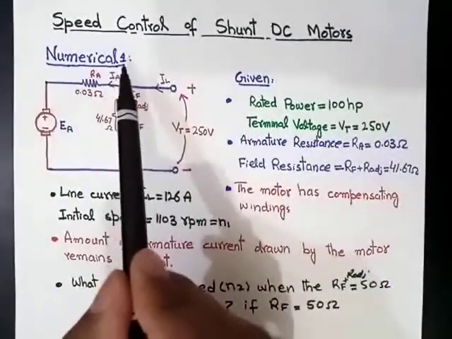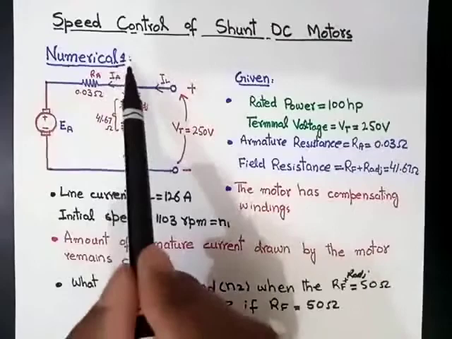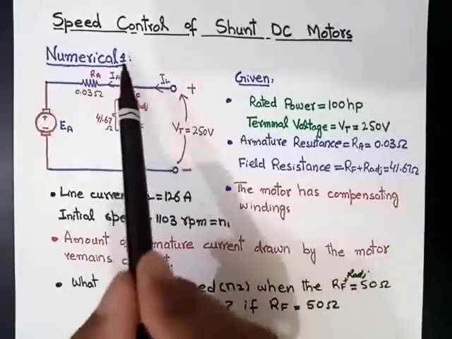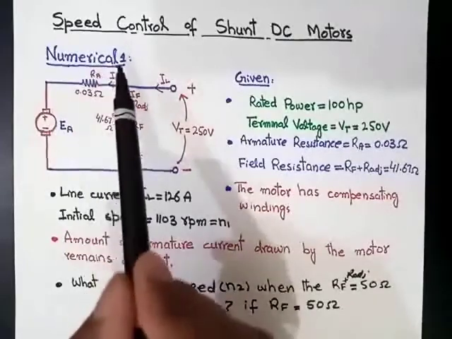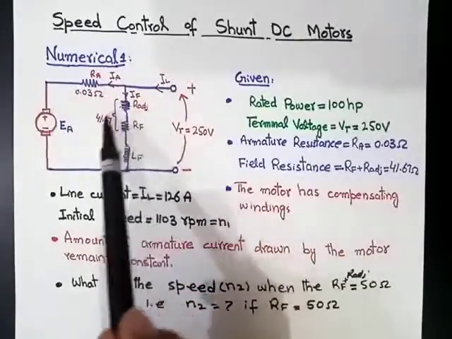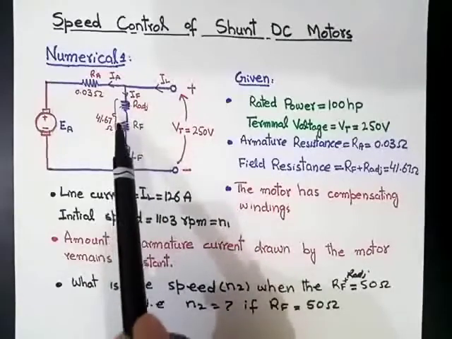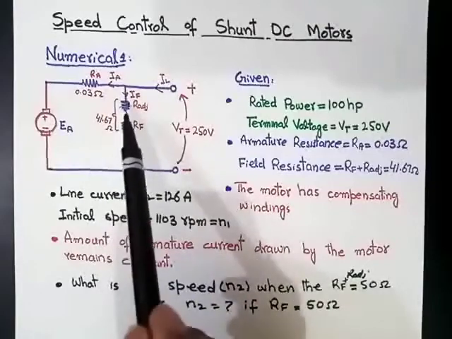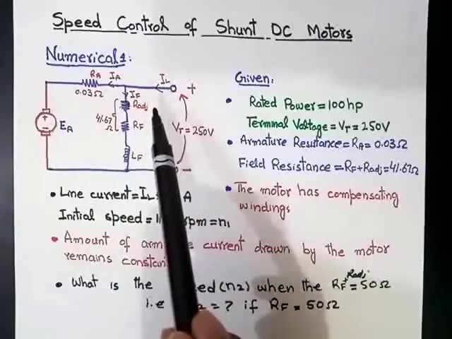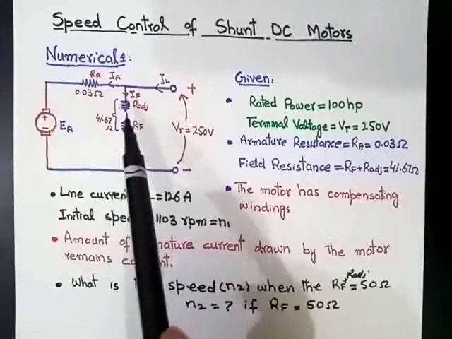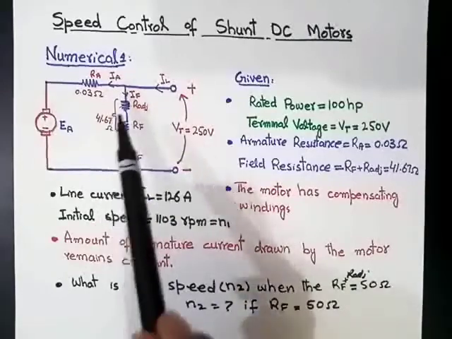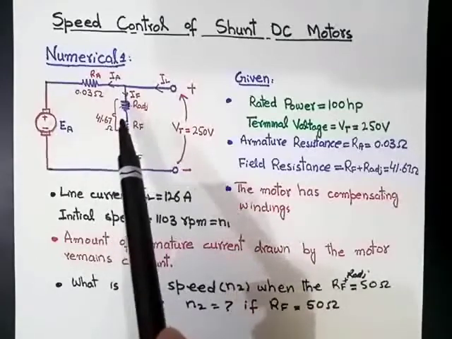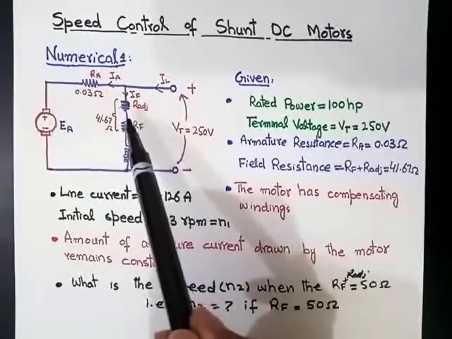The first numerical is based on the first method of speed control of shunt DC motors. The first method of speed control is to control the speed by changing the field resistance. As we have already discussed in theory, by changing the field resistance, we can change the speed of the DC shunt motor. This numerical is based on that first method.